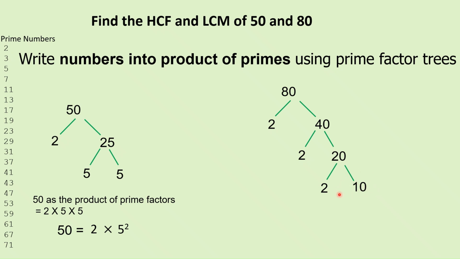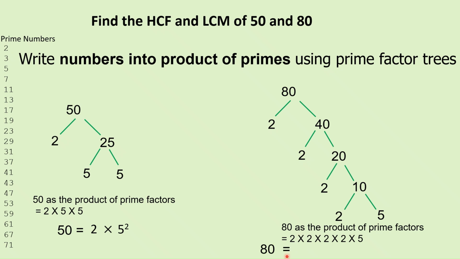10 is not a prime number, so let's decompose 10 into prime numbers. Break 10 into prime factors, so that's 2, and 2 multiplied by 5 is 10. So these are our prime factors of 80. So the product of prime factors of 80 will be 2 to the power of 4 multiplied by 5.